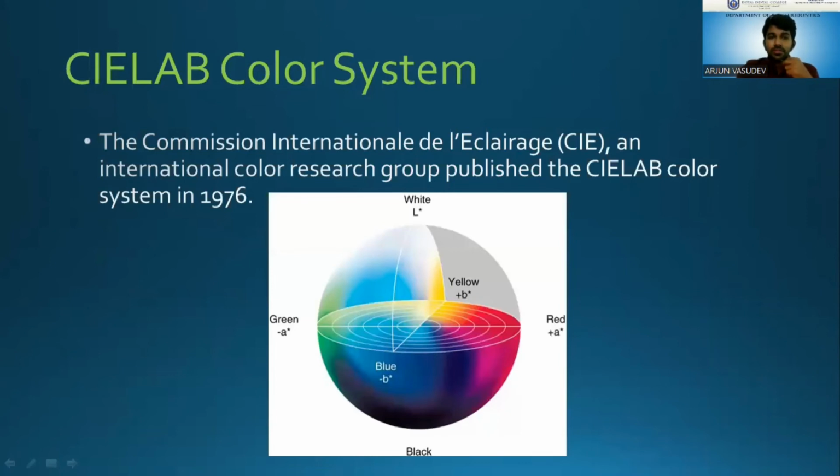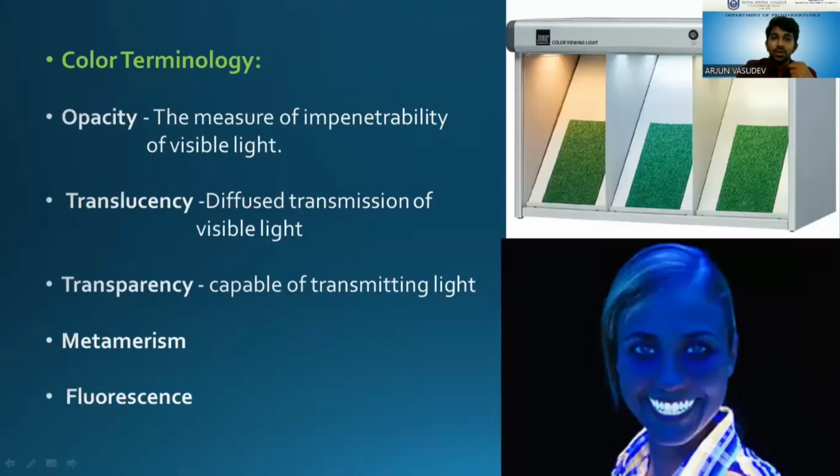Now, the CIELAB color system. The Commission Internationale de l'Éclairage (CIE) and the International Color Research Group published the CIELAB color system in 1976. Now, color terminologies. Opacity means the measure of impenetrability of visible light. Translucency means diffuse transmission of the visible light. Transparency means capable of transmitting light. Metamerism means the same color seen as different colors under different light. And fluorescence means the ability to transmit light.